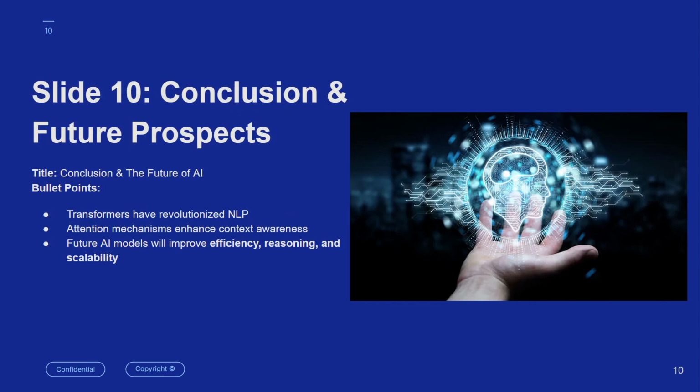And finally, the conclusion and future prospects. Transformers have revolutionized natural language processing, enabling AI to understand and generate human-like text with unprecedented accuracy. The attention mechanism plays a crucial role in making AI models context-aware and significantly improving their performance in tasks like translation, summarization, and text generation.